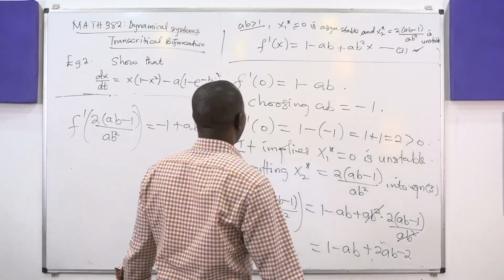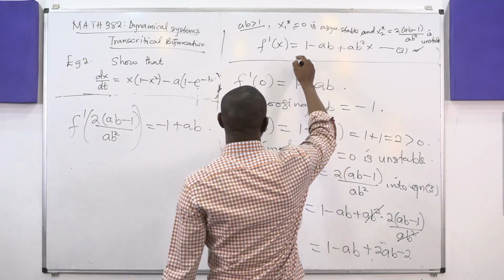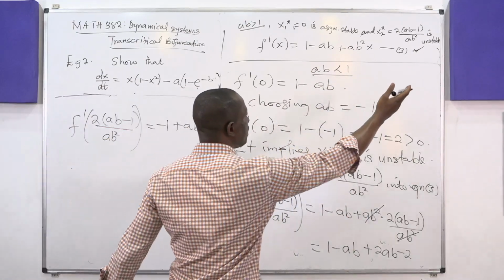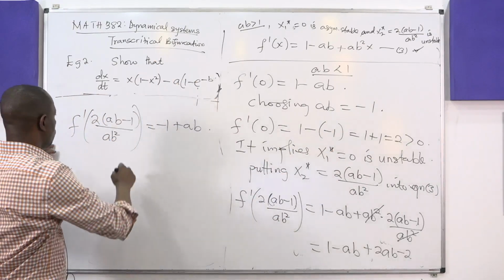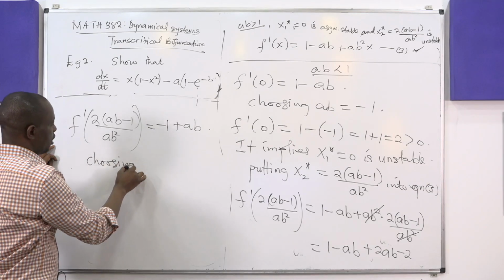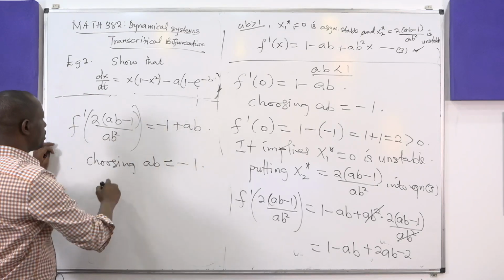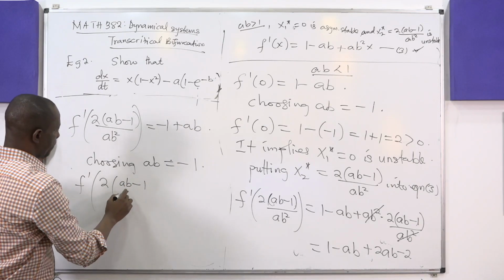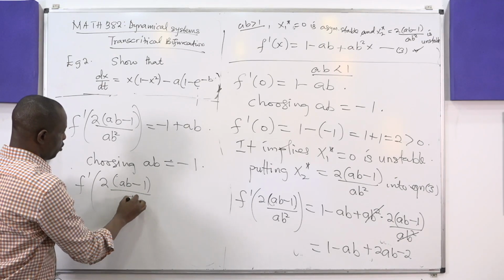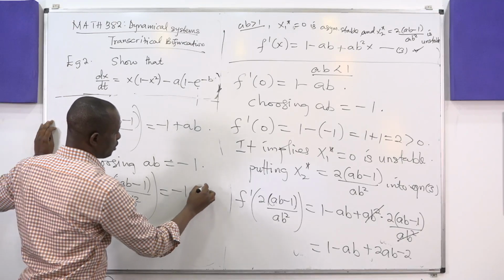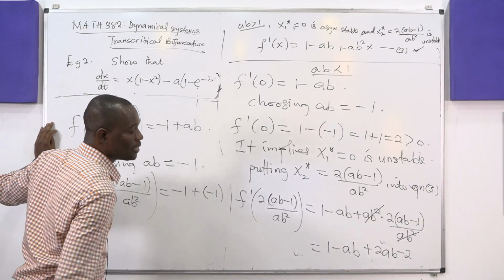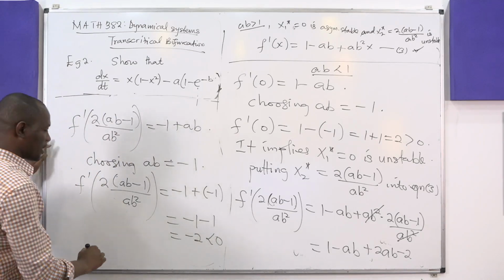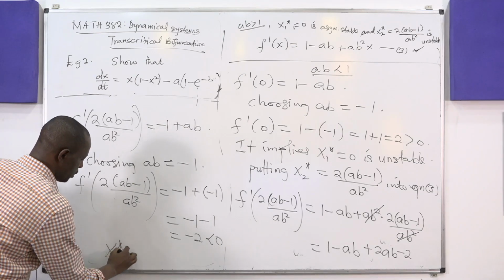But we are in which region? AB less than 1. Is that okay? AB, we are in a region where AB is less than 1. It could be any number less than 1. Let's pick the same, minus 1. Is that okay? So here, choosing AB as minus 1, put it here: 2AB minus 1 over AB squared, minus 1 plus minus 1. Asymptotically what? Stable. It's asymptotically stable.